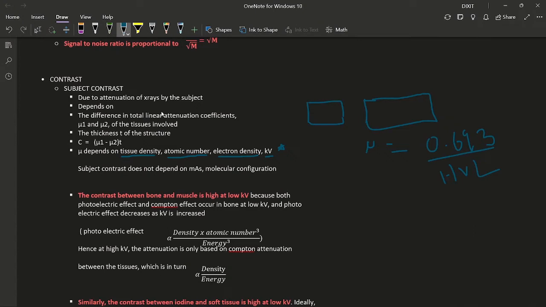Another question that they might ask is whether subject contrast depends on option A, photoelectric effect, or option B, Compton effect. It is the total linear attenuation coefficient, so it depends on both of them. They might also ask whether subject contrast depends on the current and the molecular configuration. Actually, these are the only parameters which it depends on. So anything else they give, including mAs, molecular configuration and all, it is not dependent.